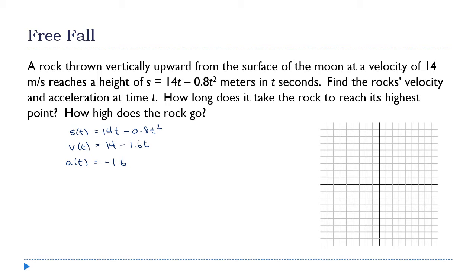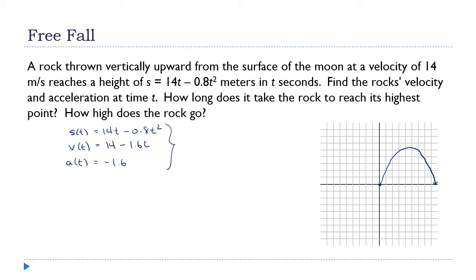Okay, so we have this rock, and let's see what we're told. It's being thrown vertically, so it's thrown up in the air. And I need to find the rock's velocity and acceleration at time t. Okay, good, that's what I did right here. Now, how long does it take the rock to reach its highest point? Well, you know what things do when they're thrown up in the air. It's going to start here on the ground, go up in the air, and eventually come back down and hit the ground again.